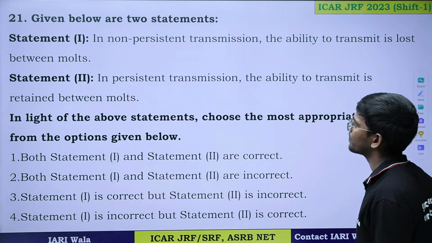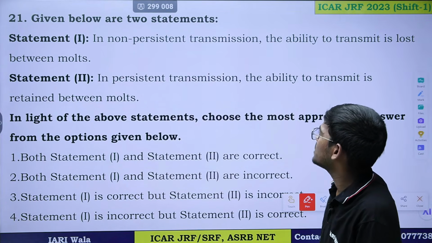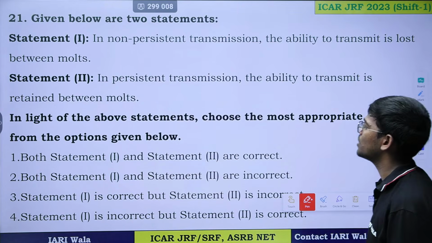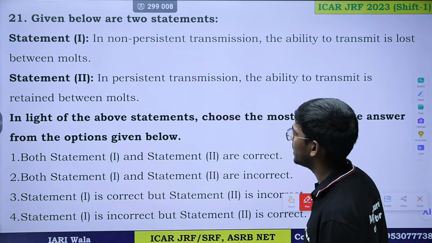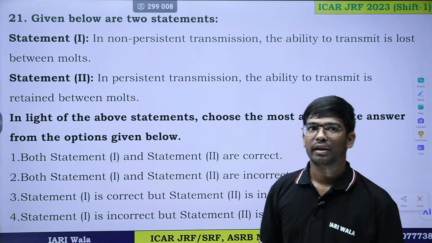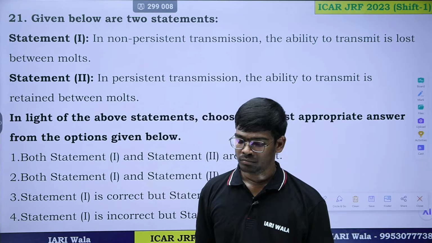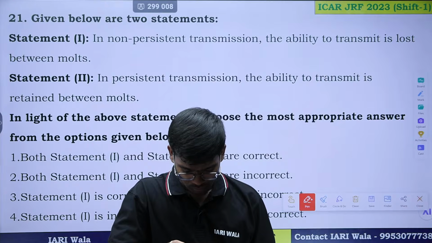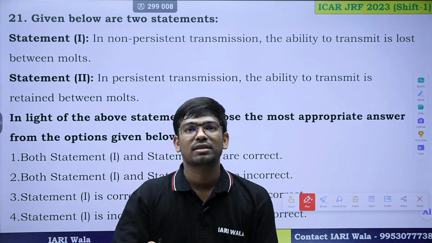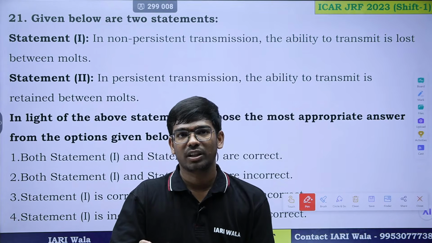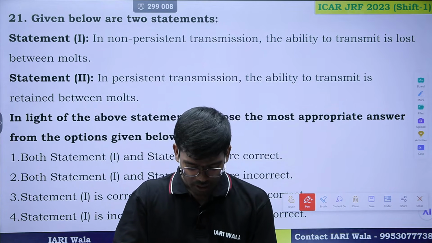So again, while coming to the next question, here also again a statement type of question. Statement 1 is in non-persistent transmission, the ability to transmit is lost between the molts. And statement 2, in persistent transmission, the ability to transmit is retained between the molts. Yes, what will be the answer? For the 21st question, what will be the answer? Which one is correct? And many students are responding A.